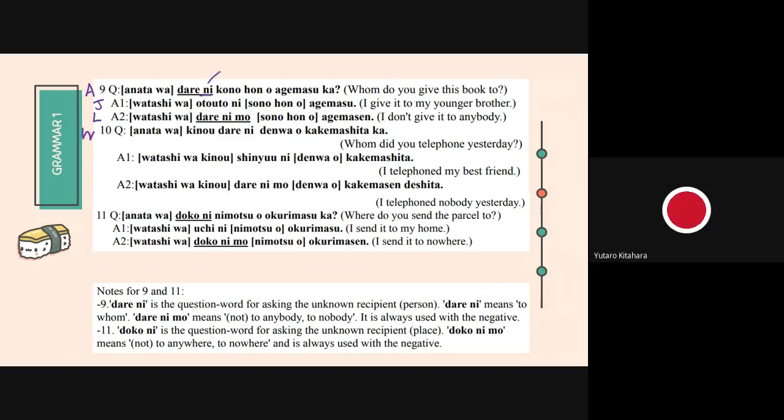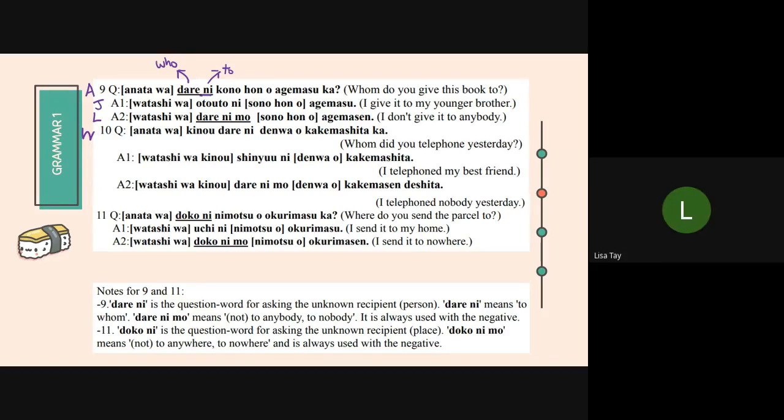Just now, ni, we mentioned, is to, right? You give to someone, give to. Now the question is, give to who? Dare ni agemasu ka? Give to who? This book. Okay, Jim-san. Watashi wa ototo ni sono hon o agemasu. Very good. Okay, give that book to my brother. Again, they just say ototo ni agemasu. Why? Because it's give to my brother. Three words only. Very good. Okay, Lisa?